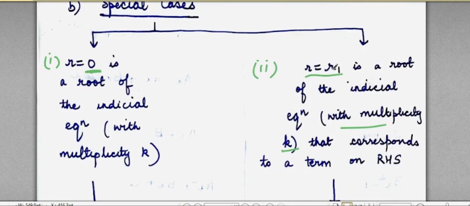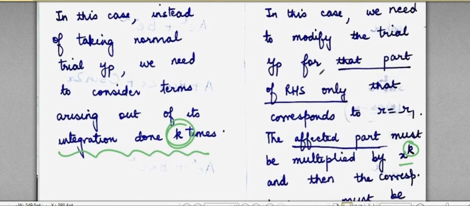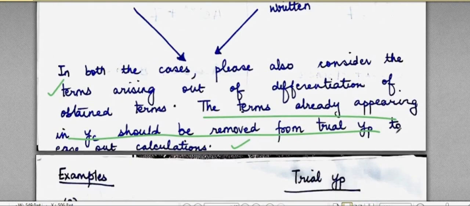The second special case is that if r equal to r1 is a root of the characteristic equation which is say having multiplicity k, then the affected part, the term which is corresponding to that root, will not be written as normal trial yp. You will modify that component by multiplying that affected term with x to the power k, where k is the multiplicity of the root which is the affected root. Alright, so in this case you take normal trial yp and then integrate it k times and then see what kind of terms are arising. You have to consider those also, and in this situation you have to multiply the affected part by x to the power k and then also consider the terms arising out of differentiation of those terms.